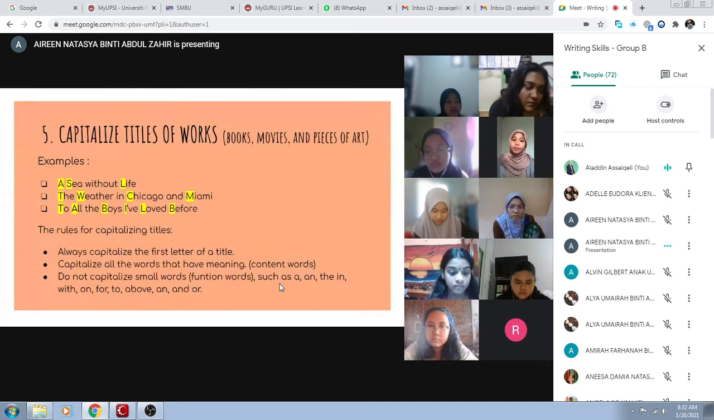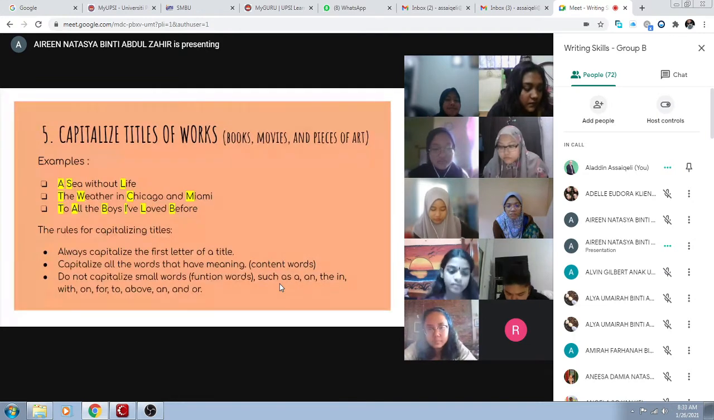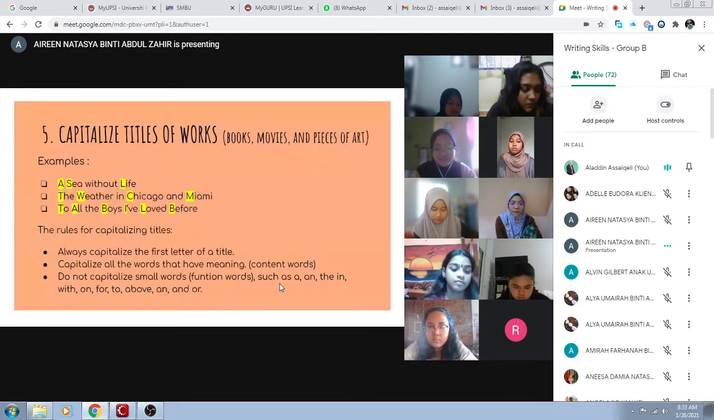For example, the book on the table. Now, on is a preposition. On is a function word. The function of on here is to link the book and the table. The book on the table. So, do not capitalize function words.